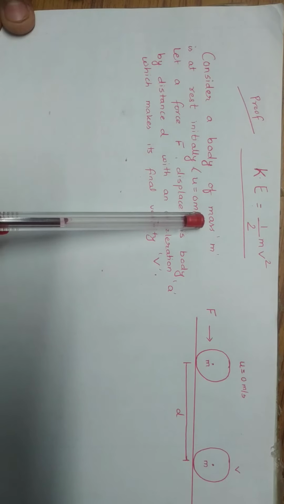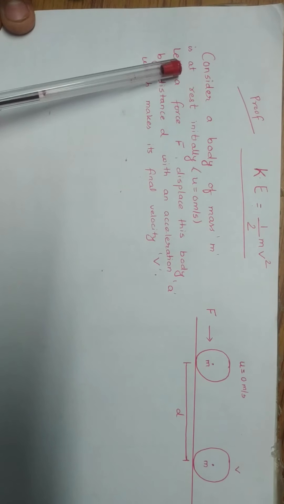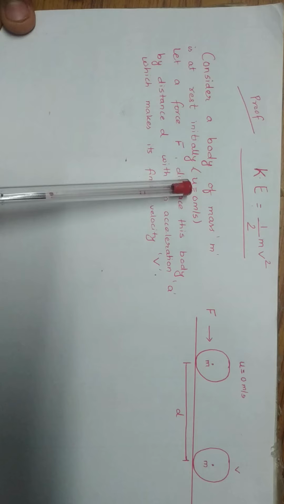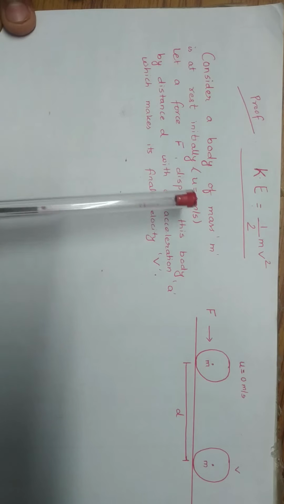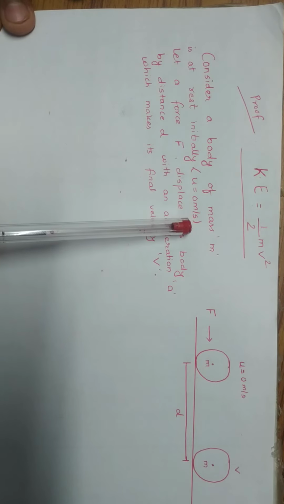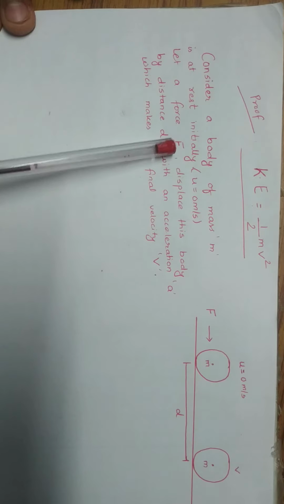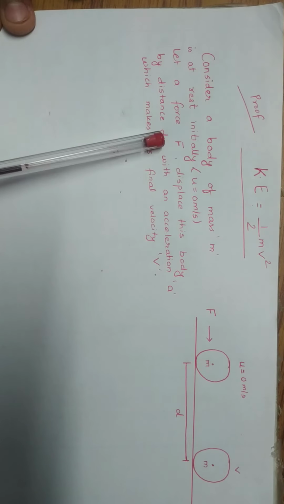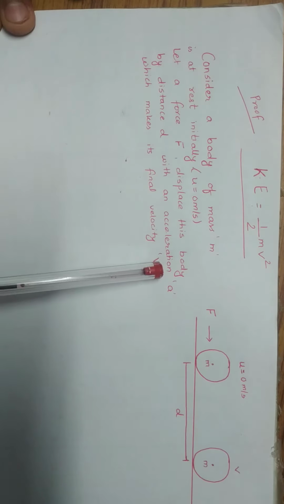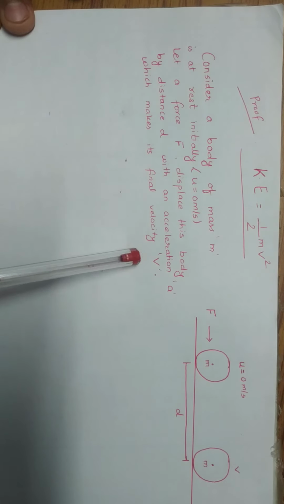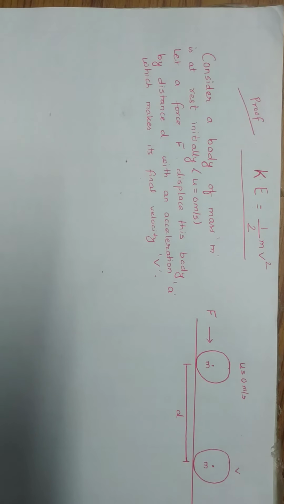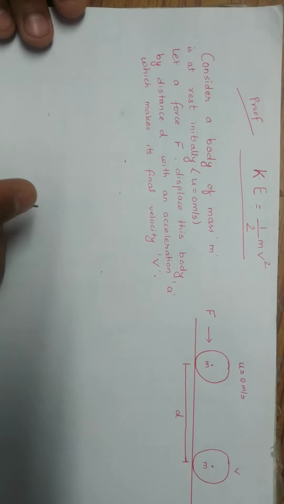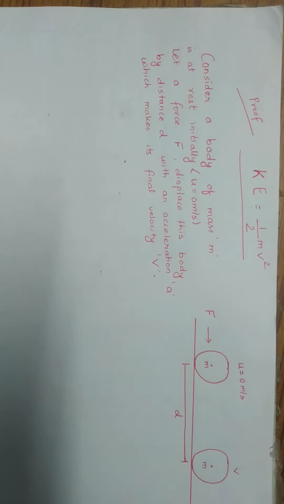So consider an object of mass m is at rest initially, that is u is 0 meters per second. We'll be using this value later on, so it's very important. Let a force F displace this body by distance d with an acceleration a, which makes its final velocity v. This is the initial part of our calculation. Now the rest part is very easy. Let's move on to the calculation now.